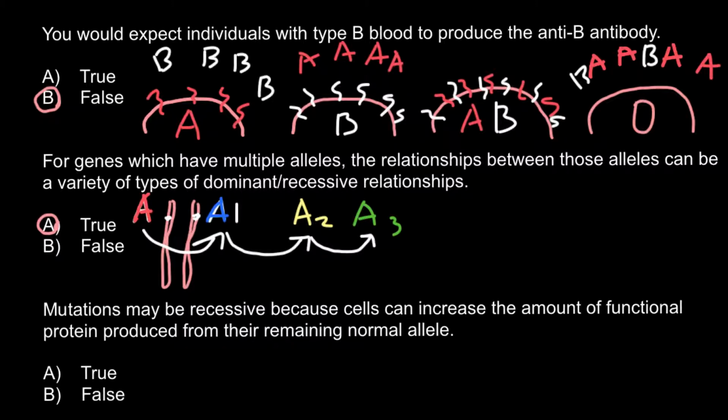And the next statement: mutations may be recessive because cells can increase the amount of functional protein produced by the remaining normal allele. Basically, if we have two alleles and one of them is defective, for example, and wouldn't be able to produce normal protein, but there is still no change in phenotype because the other remaining allele would be overexpressed and the necessary quantity of the normal protein would be produced.